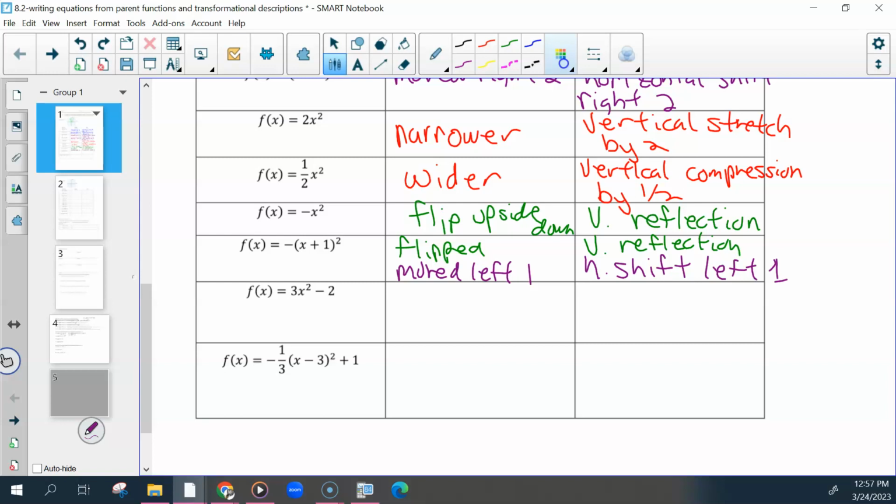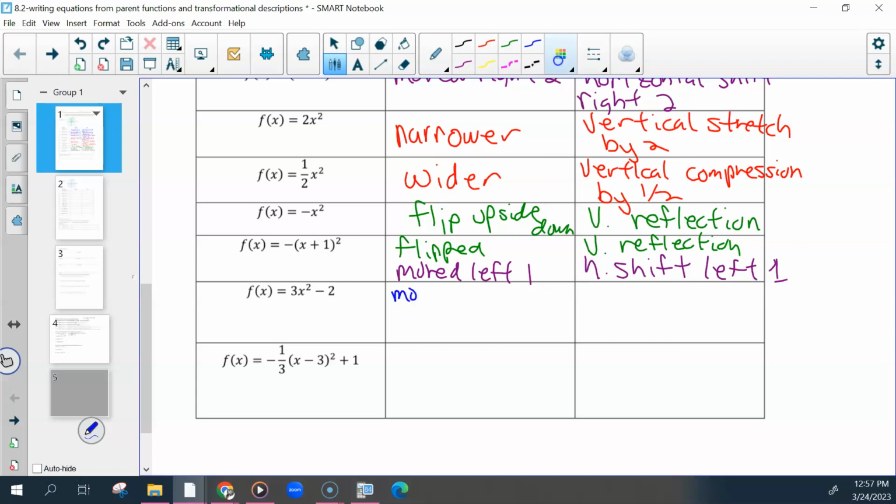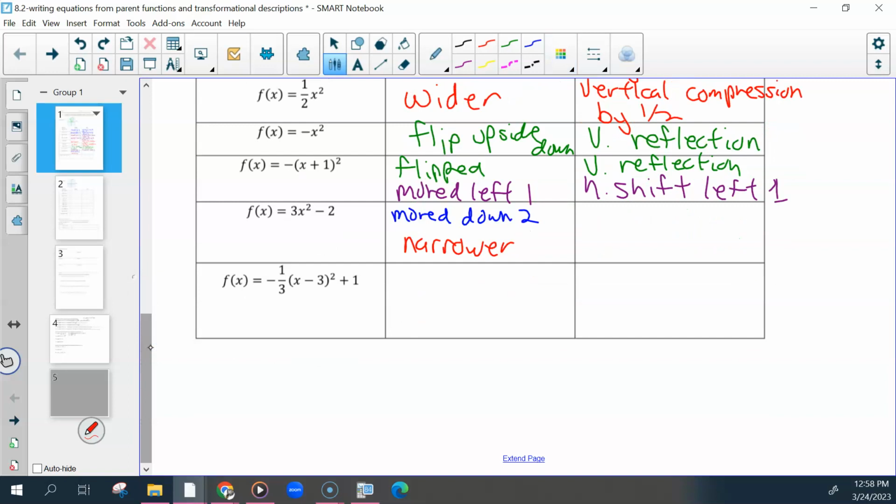Look at the next one. See if you can figure out what changed, what happened. Yeah, so we don't have to say that it flipped back up because we're always comparing it to the original. That's always up. So then what would those two rules be?